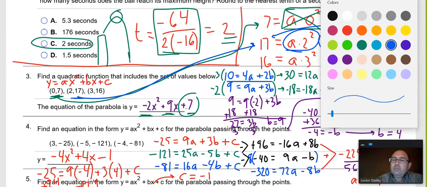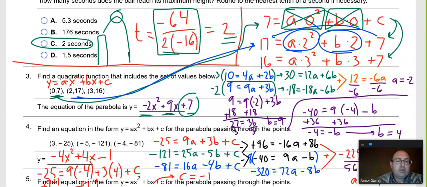All right, let's do another one here. (3, 16), right? So 16 goes for the y, 3 goes for the x, and so we end up with 9a plus 3b, and oh look, the 7 goes to the other side and we get a value of 9.